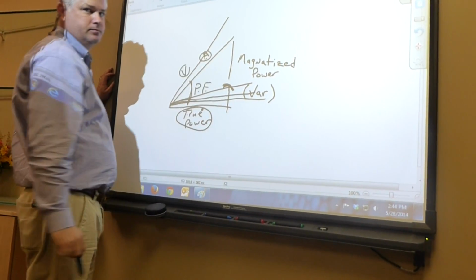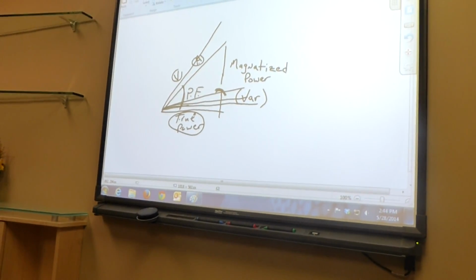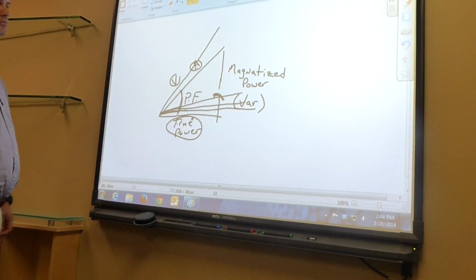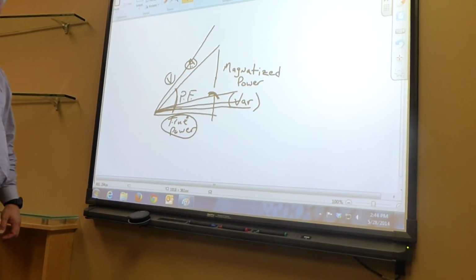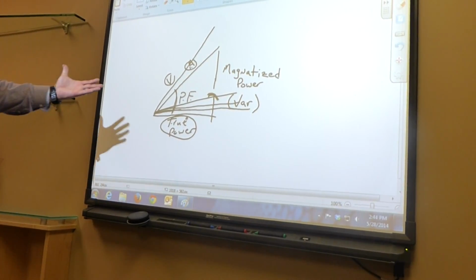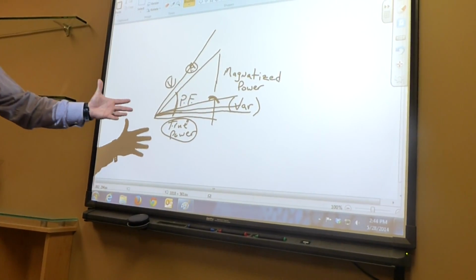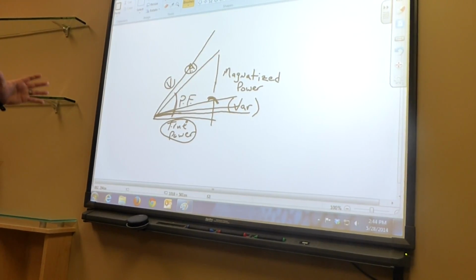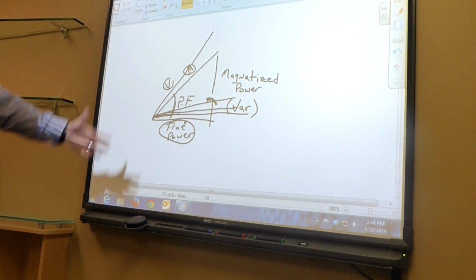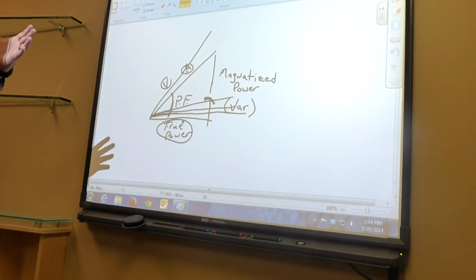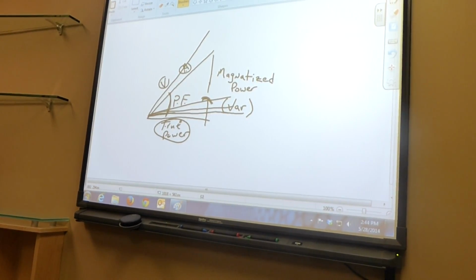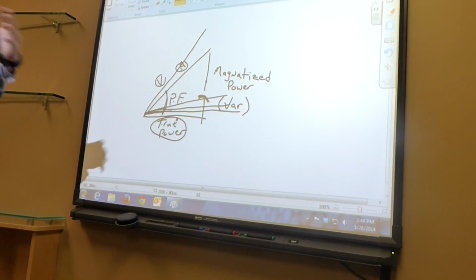What does VAR stand for? Volts, amps, reactance. Volt amps reactance. That's what the capacitor does. As far as in layman's terms, kVAR is lost power in an electrical system. You've received so much power to do a job. The power you didn't use, that was wasted, that's your kVAR, rated in kVAR.